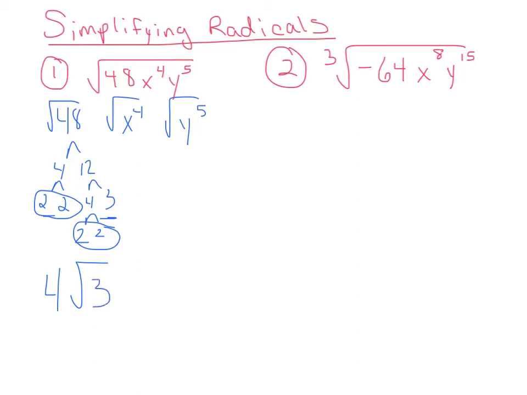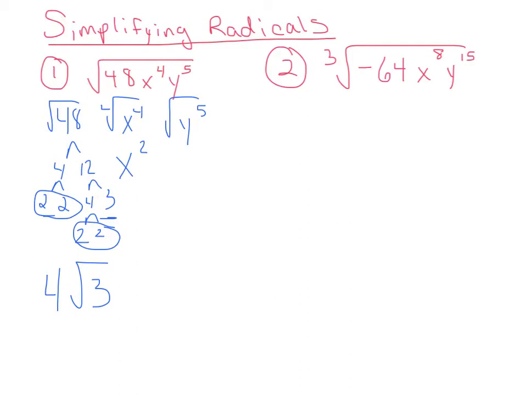Then you have the square root of x to the 4th. You ask yourself, the square root means there's like a little 2 here. How many times can 2 go into 4? Twice. So you get x squared. So the square root of x to the 4th is x squared. If there was a leftover, I'd keep it in the radical.